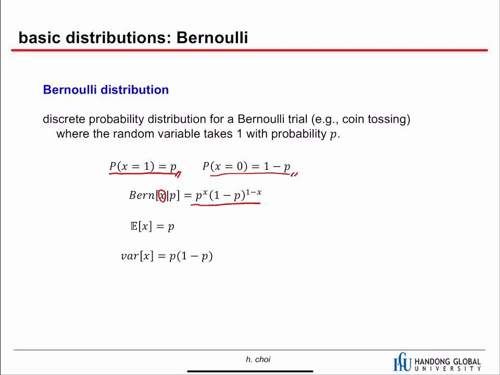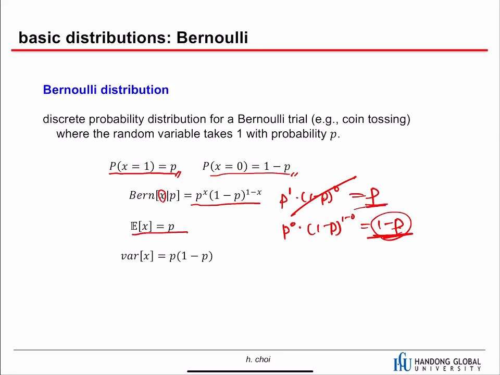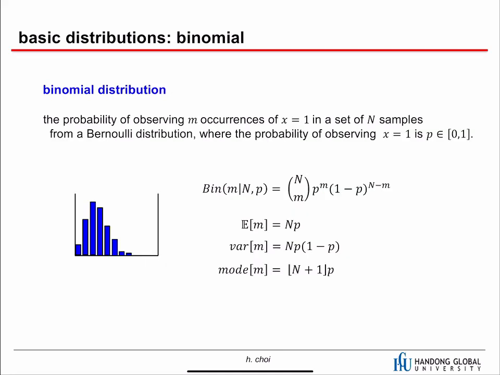So if x is 1, which means head, then P to the power of 1 times (1 minus P) to the power of 0, so it is P. If x is tail, which is 0, then P to the power of 0 times (1 minus P) to the power of 1 minus 0 is actually 1 minus P. So if it is a tail, we get this one. If it is head, we get this one. And the expectation is P and the variance is like this.